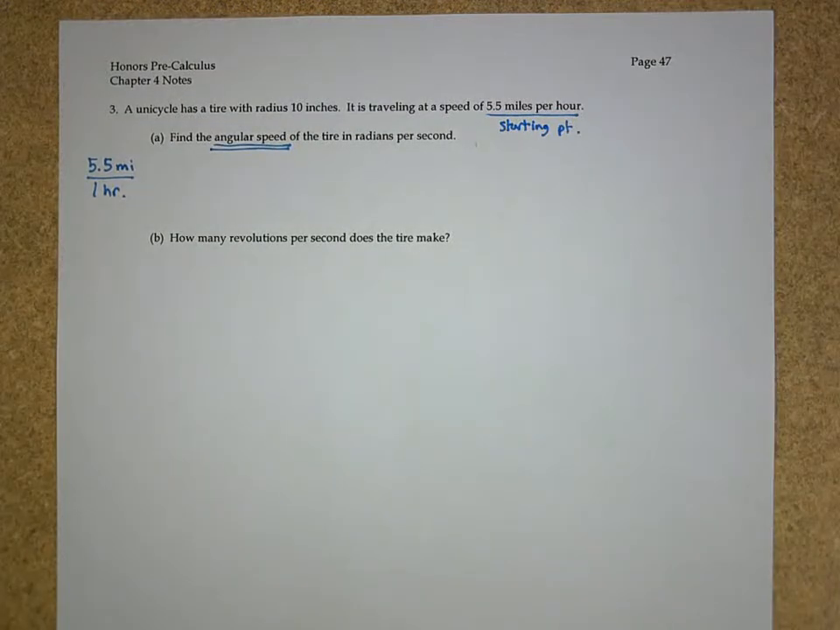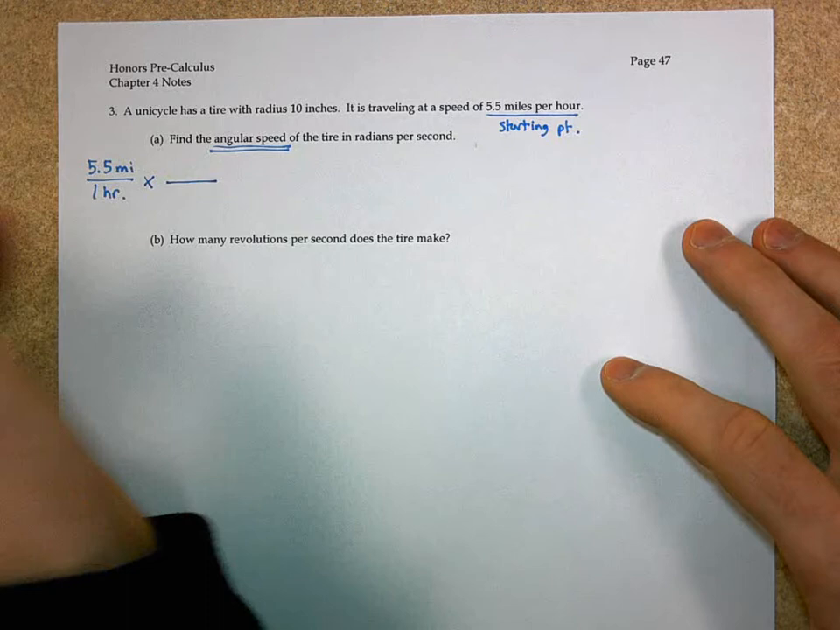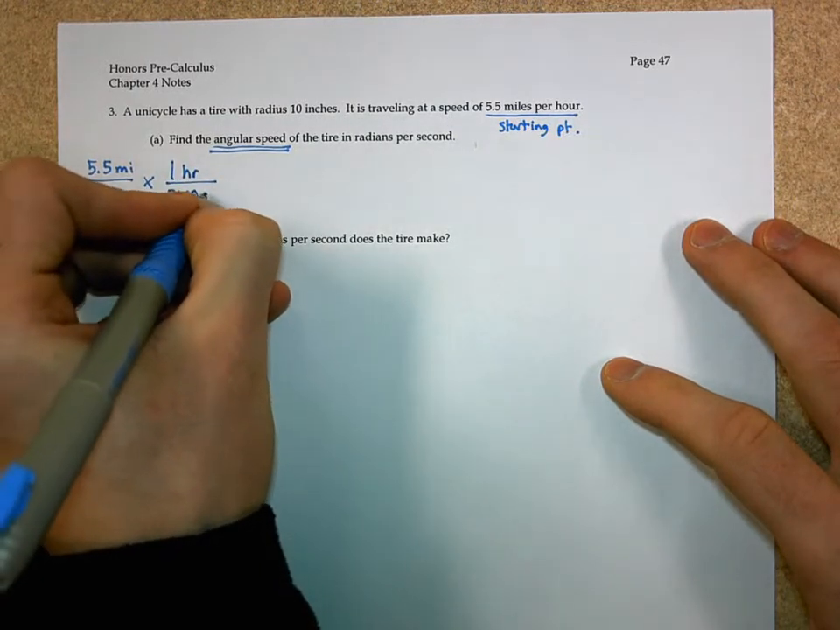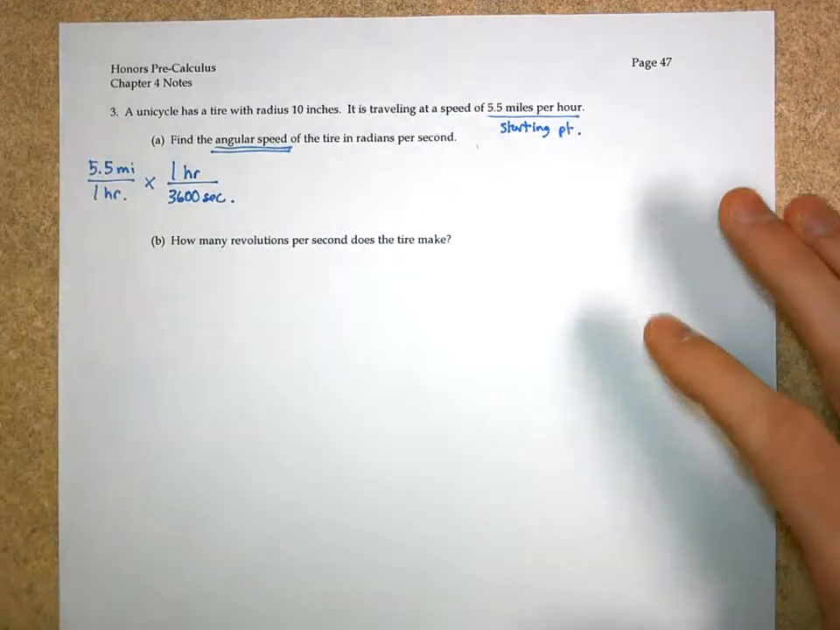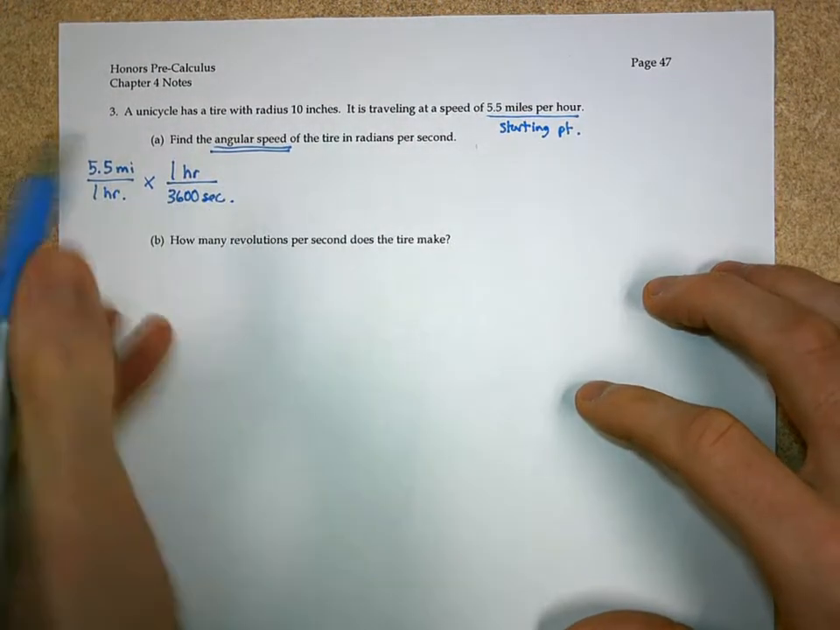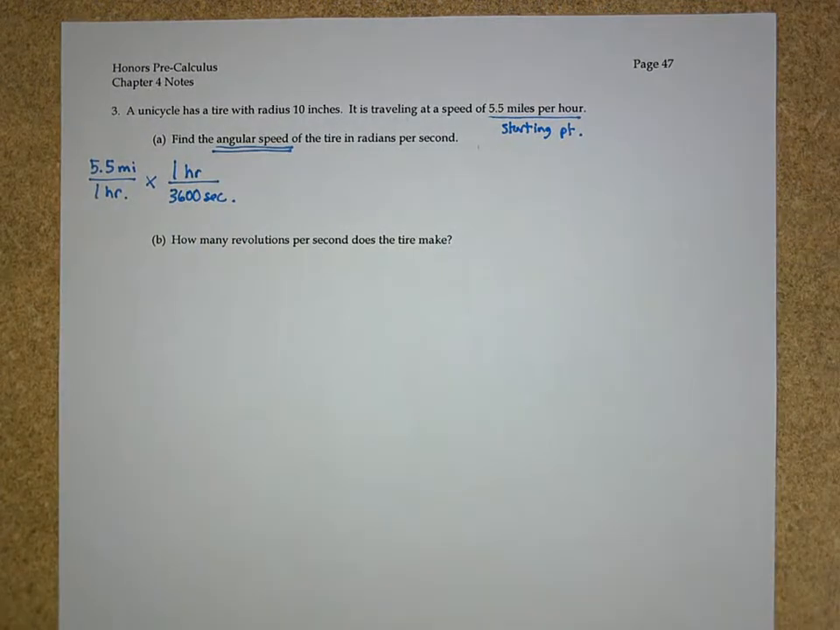So I need to convert miles into radians and then hours into seconds. So that hours into seconds sounds pretty straightforward. We know that 1 hour is 3,600 seconds. And if you want to do 1 hour over 60 minutes times 1 minute over 60 seconds, you're going to get the same result because 60 times 60 is 3,600. So 1 hour is 3,600 seconds.